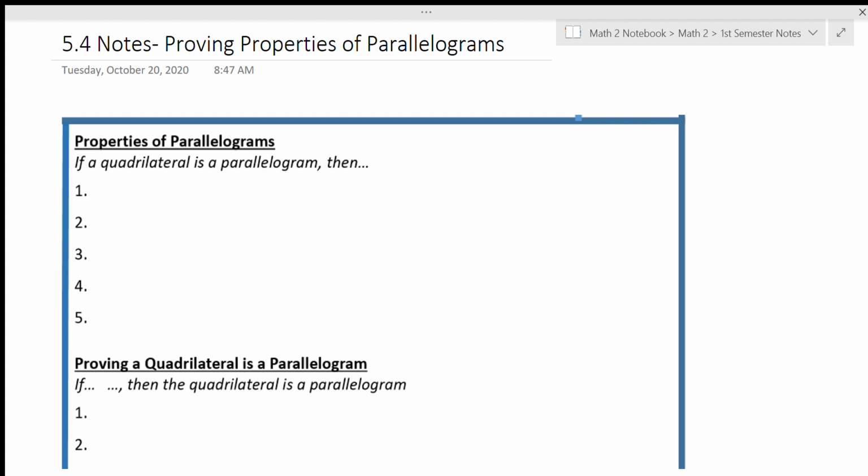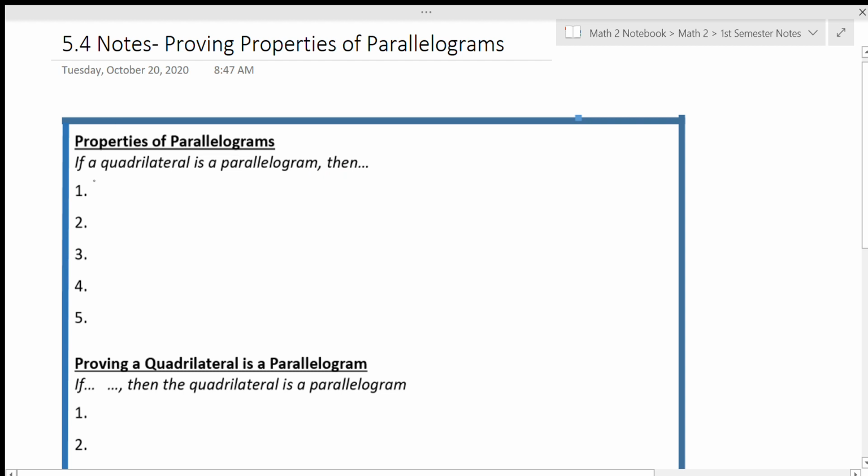So 5 properties of a parallelogram, you guys, we're going to restate them here because then we're going to look at how we can use those properties to prove that a given quadrilateral is a parallelogram. So we have first the properties of a parallelogram. If a quadrilateral is a parallelogram, then we know these 5 things about it.